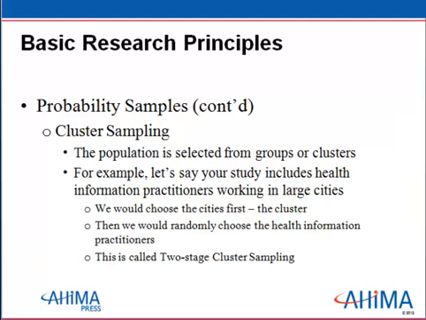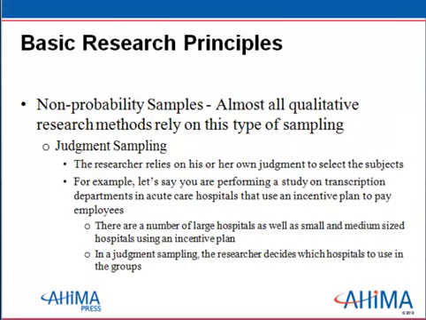In cluster sampling, the population is selected from groups or clusters. For example, if the study includes HIM practitioners working in large cities, you would first choose the cities or the clusters and then randomly choose HIM practitioners from those cities. This is called two-stage cluster sampling. Almost all qualitative research methods rely on non-probability sampling.